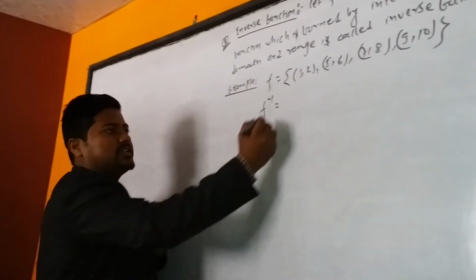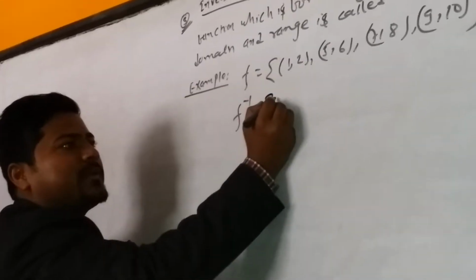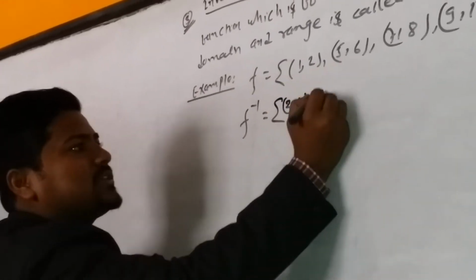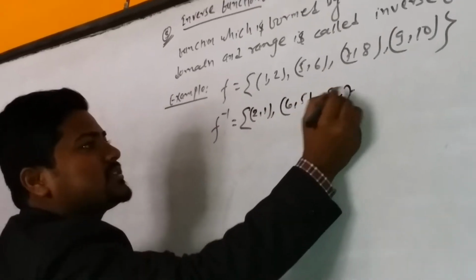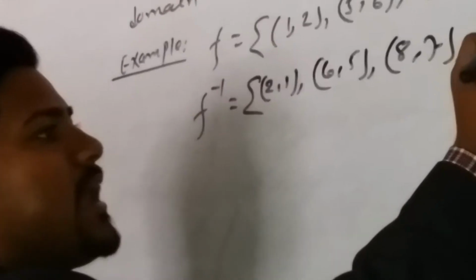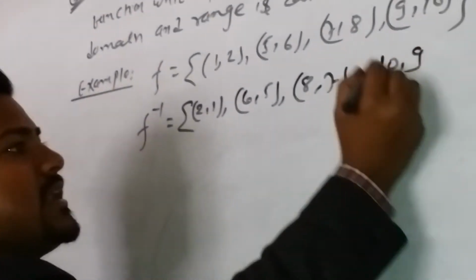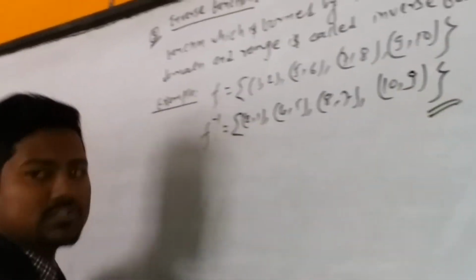So, interchanging its domain and range: 1, 2, then what can we write? 2, 1. 5, 6, then we can write 6, 5. 7, 8, then 8, 7. And then 10 and 9, then we can write 9 and 10. This is the inverse function.